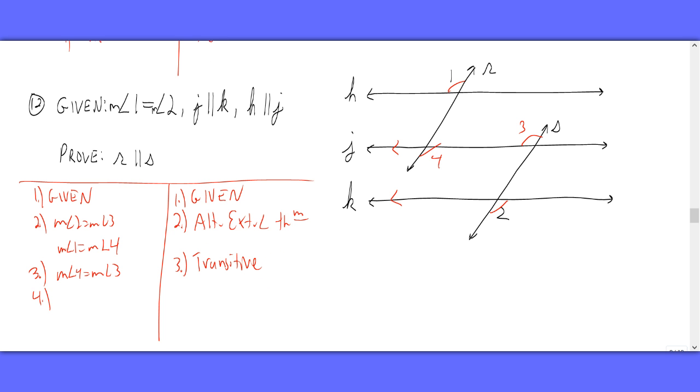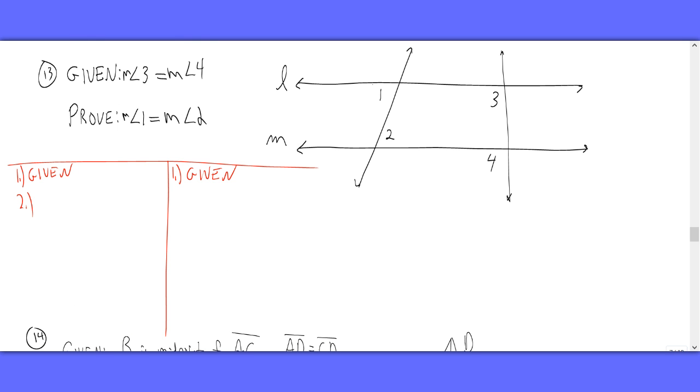And then we'll look at their locations. Notice, here's angle 4. Here is angle 3. And those are alternate interior angles to each other. So since those alternate interior angles are equal, we can use the alternate interior angle converse to say that R is parallel to S.